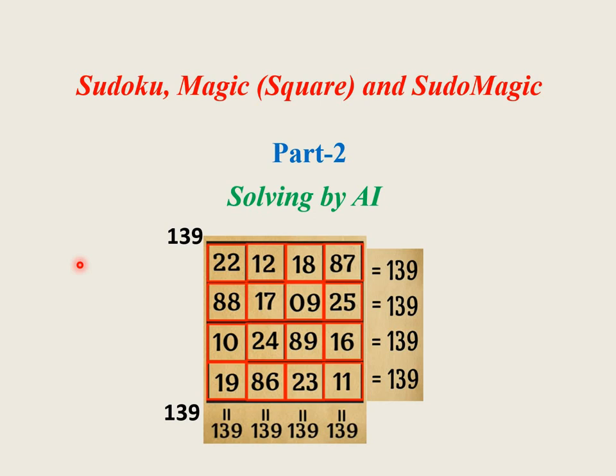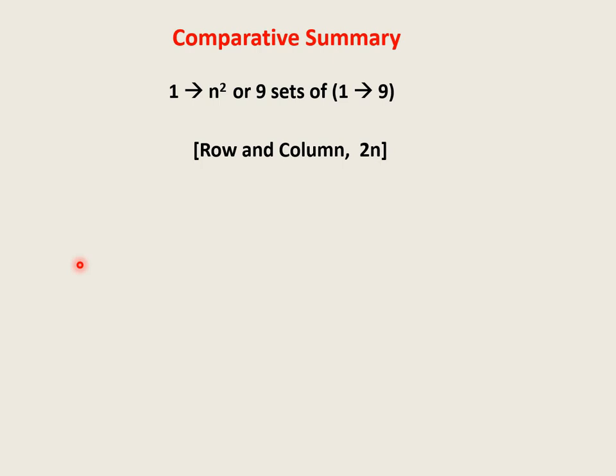Okay. A quick comparative summary of the hardness level of these three problems. Suppose we have taken an n by n grid or matrix. The number of numbers is n square, and those n square numbers can be either 1 through n square or n sets of 1 through n. For 9, it should be 1 to 9 square, that is 81, or 9 sets of 1 through 9. So how many rows and columns? 2n, n rows and n columns, common to all three problems.